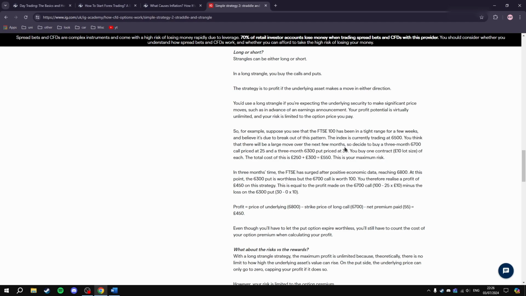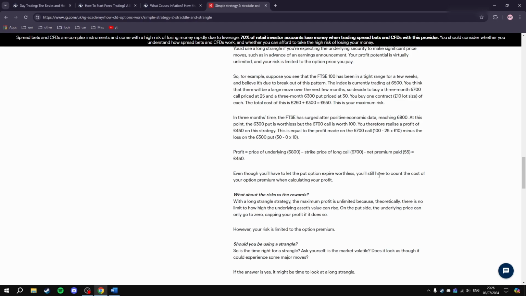The loss is just the premium, which is 30. Profit equals the price of the underlying minus the strike price minus net premium paid. Oh, it should be 450. Yeah. Because, no, shouldn't it be 450 minus 30? Because 250 times 10, that's 250. 100 minus 250. How does that work? That gets you negatives, 100 minus 250. Yeah, that will get you to negatives.